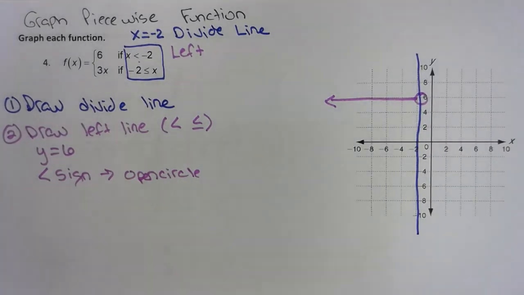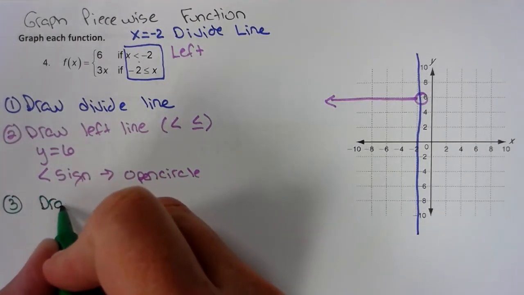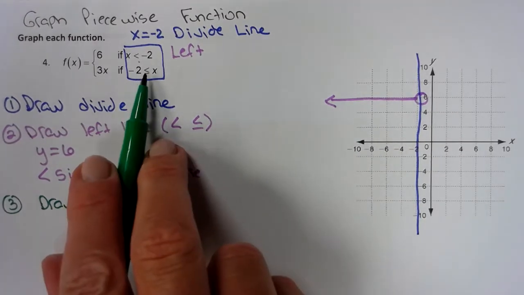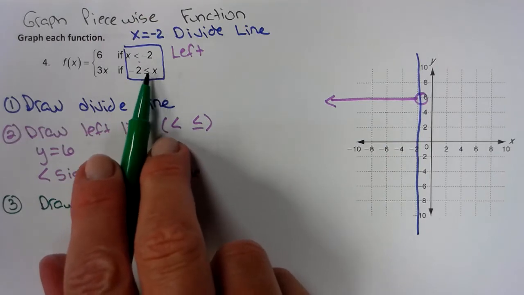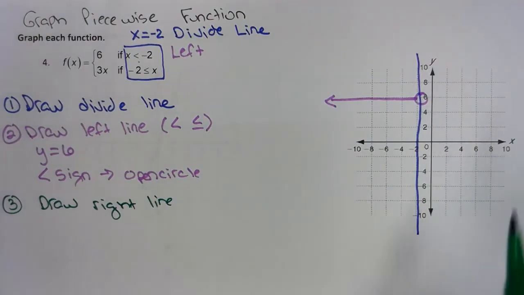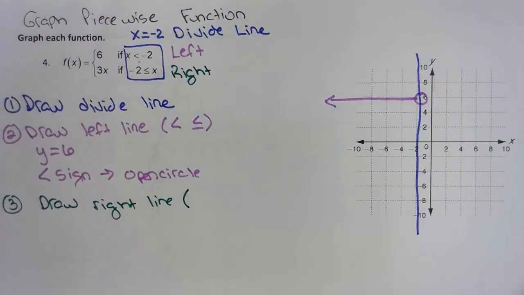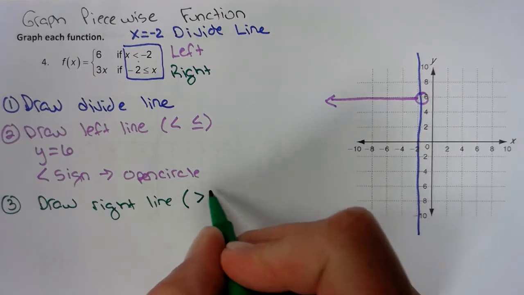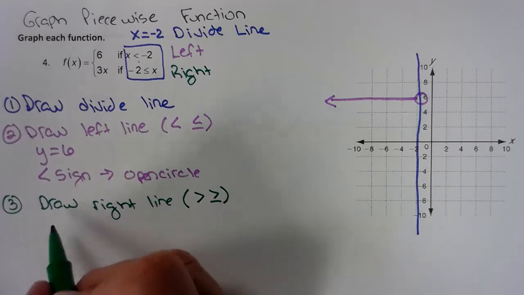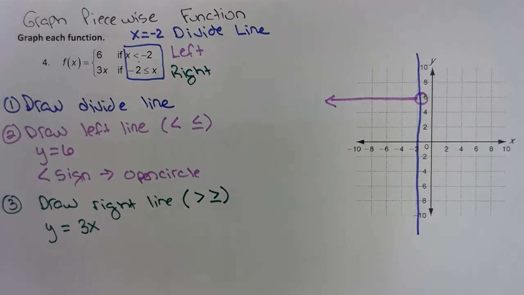Now we're going to move and we're going to draw the right line. If you read this one backwards, this says x is greater than or equal to -2. So if it's greater than, that means we're going to be on the right side of that line. So I'm going to be graphing on the right side when I have a greater than or equal to sign. And this is the line y equals 3x.